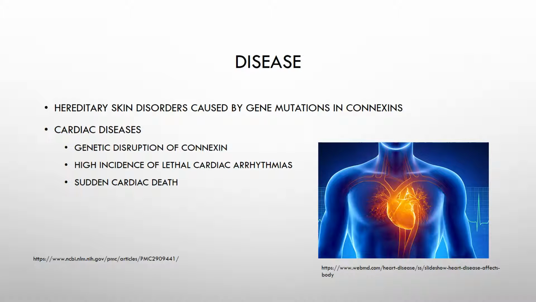So, diseases. Gap junctions have been known to cause skin disease and cardiac diseases. The hereditary skin disorders caused by gap junctions have been caused by gene mutations in the connexins located within gap junctions. This genetic disruption of connexin has also caused cardiac diseases. This has led to a high incidence of lethal cardiac arrhythmias, which has in turn caused sudden cardiac death in humans.